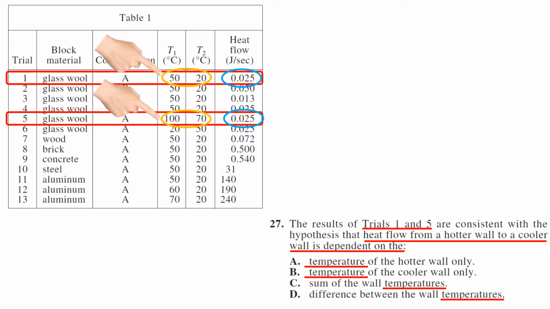So choice A, dependent on the hotter wall only. No, those are different, 50 and 100, so it can't be the hotter wall only. See how that is? Temperature of the cooler wall only. Those are different, yet the heat flow is the same, so B's out. The sum of the wall temperatures. Well, 50 plus 20 is 70. 100 plus 70 is 170, yet the heat flow is the same, so that wouldn't make sense. So C is out. The difference between the wall temperatures, there's a 30-degree difference and a 30-degree difference, so choice D makes sense. D.